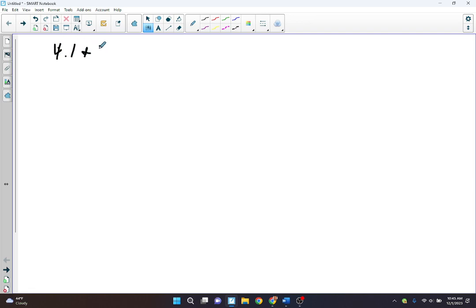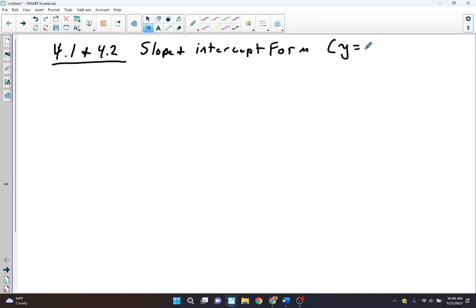4.1 and 4.2. That technically goes with slope intercept form. Now, it's really important to understand this. In the instructions, it will say, hey, put this in slope intercept form. I will not tell you slope intercept form is y equals mx plus b. So you need to know when I say slope intercept form, I'm talking about y equals mx plus b, okay?